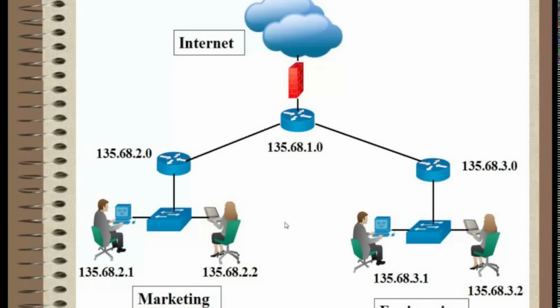It connects 65,000 hosts. Class C has the subnet mask 255.255.255.0. It starts at 192.0.0.0 and ends at 223.255.255.255. It connects only 254 systems.